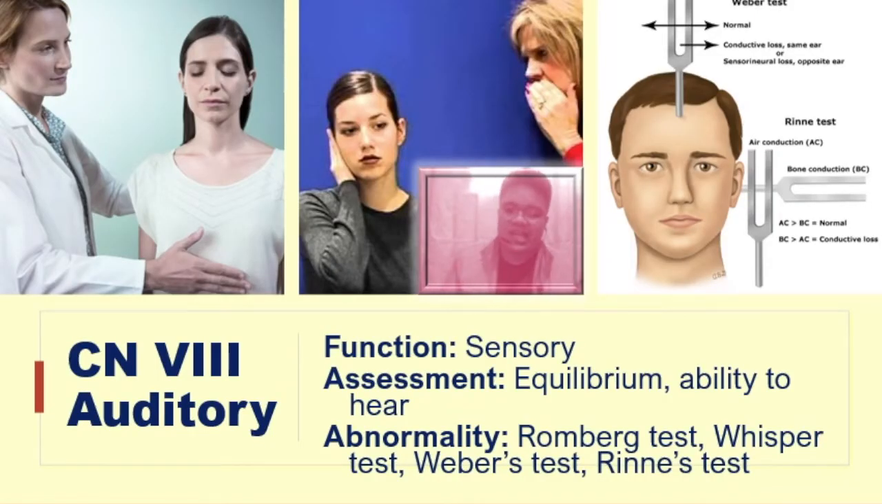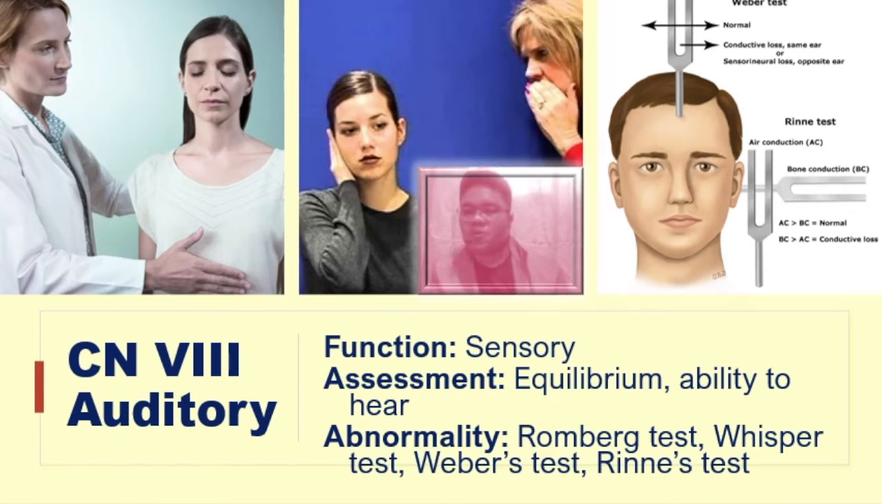Then class, you have your CN8. Your CN8, class, is purely sensory. Okay, so that is your acoustic nerve. Class, your acoustic nerve is also known as your vestibulocochlear nerve. So you have vestibular and cochlear parts of this nerve. Assessment: okay, class, we are checking for equilibrium. As shown on the slide, on the leftmost part is your Romberg's test, wherein you ask your patient to walk on a straight line to determine if they are able to walk correctly on a straight line. The ability to walk correctly on a straight line would signal that cranial nerve number 8 is okay and intact.